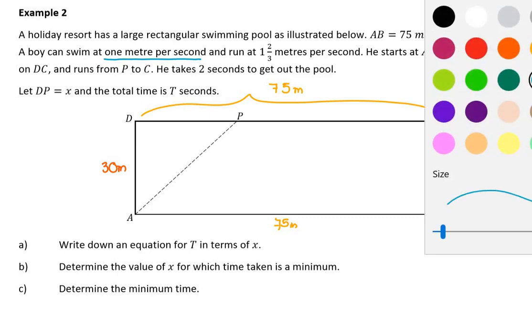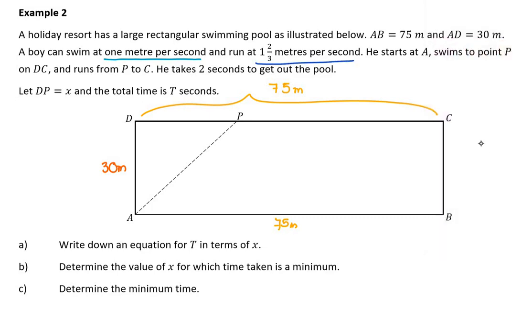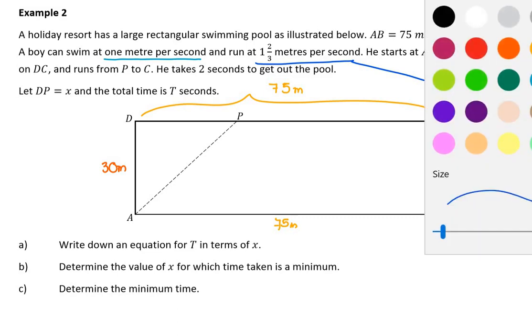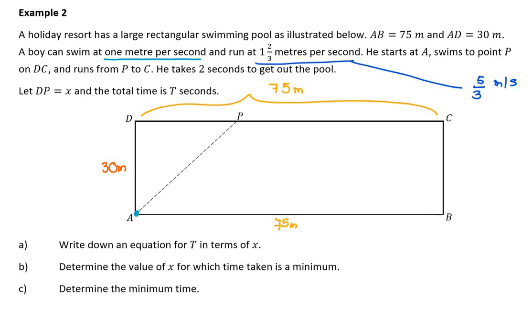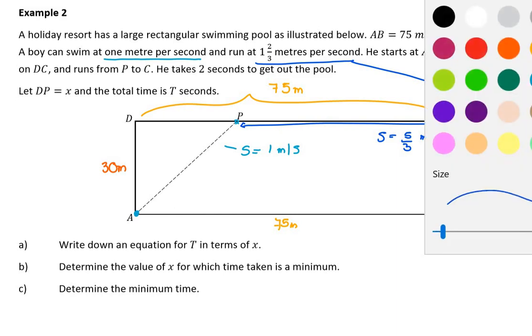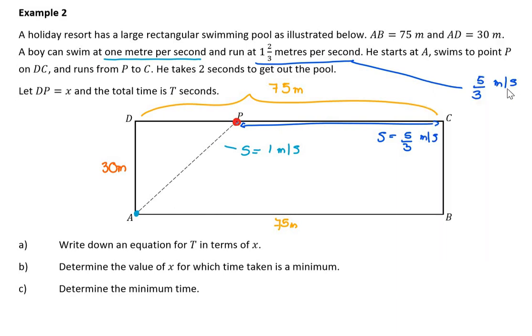And he can run at 1 2/3 meters per second. Now, I don't like 1 2/3, it's quite annoying. So let me rather write it as an improper fraction. He starts his swim at A. So for this portion here, he starts to swim at A and he swims to point P. So in this part here, his speed will be 1 meter per second. Then he runs from P to C. So in this section there, his speed is equal to 5 over 3 meters per second. It takes him 2 seconds to get out of the pool, which is obviously at P there. So there's 2 seconds of extra time there.